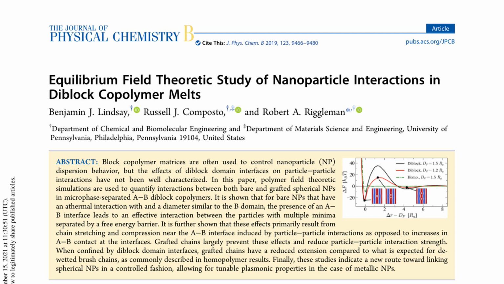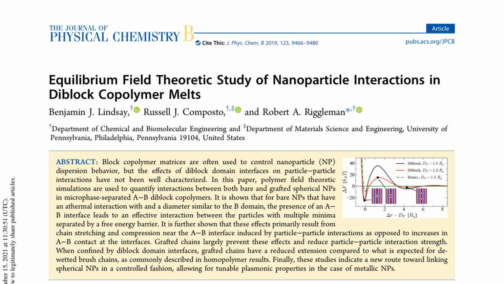copolymers. The paper begins by introducing polymer nanocomposite (PNC) materials, which are polymer melts with dispersed nanoparticles. These materials have unique combinations of properties and have been shown to exhibit enhanced mechanical, optical, thermal, and electrical properties. Control over NP dispersion is essential to achieve desired effects in PNC materials.